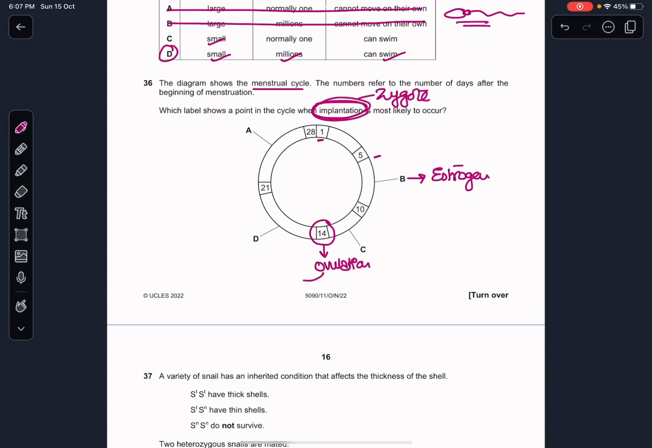So after ovulation, the sperm is going to come in and fuse, and it is going to form a zygote. So it is going to be D, after the 14th day when the ovulation has occurred. So this is when implantation is going to occur. So the answer is going to be D.